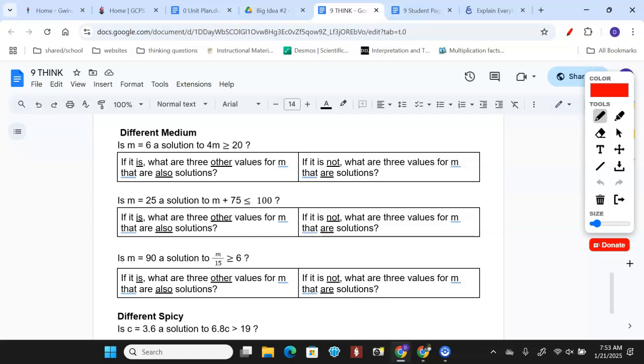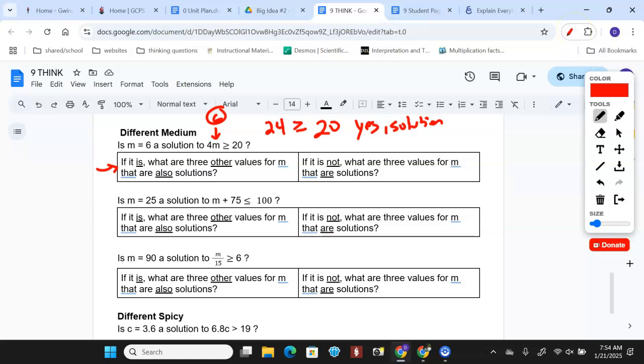Is m equals 6 a solution? To find that, I would substitute 6 in for my m. Then 4 times 6 is 24. And is 24 greater than or equal to 20? It is greater than 20, so yes, it's a solution. Now my next task is, if it is, what are 3 other values for m that are also solutions? So 6 will get me a number greater than or equal to 20. What else will get me a number greater than or equal to 20?